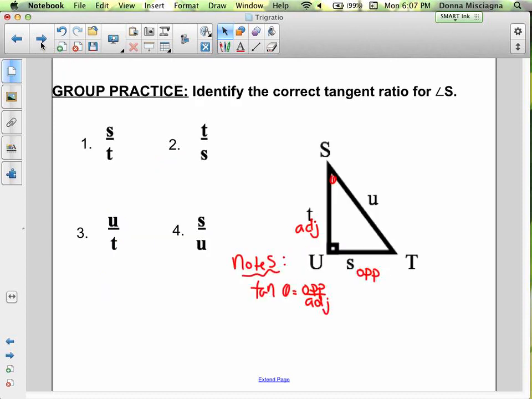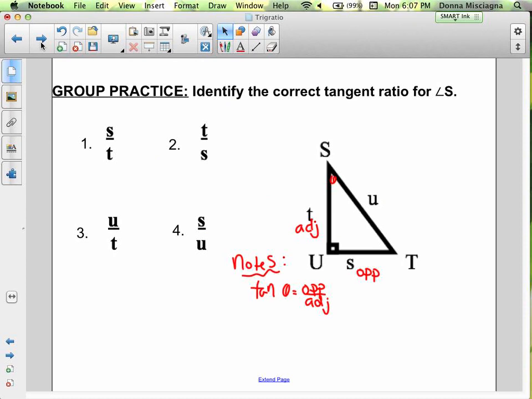All right, so this is in your notes. I did put a little note to you that it's in your notes, but there are other ones. I think that last one was in your notes as well. You want to identify the correct tangent ratio for angle S. All right, so let's take a look here. In your notes, I want you to write that tangent theta is opposite over adjacent, right?